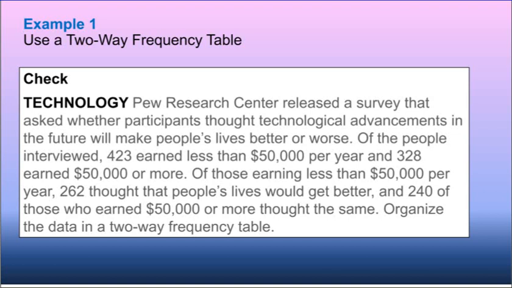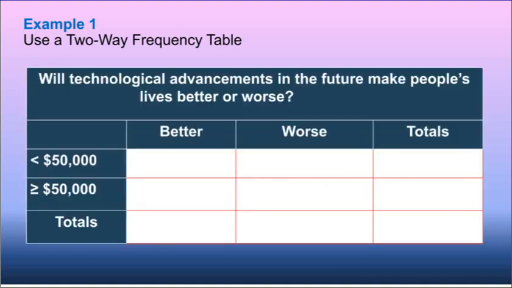As for example one, Technology. Pew Research Center released a survey that asked whether participants thought technological advancements in the future will make people's lives better or worse. Of the people interviewed, 423 earned less than $50,000 per year, and 328 earned $50,000 or more. Of those earning less than $50,000 per year, 262 thought that people's lives would get better. And 240 of those who earned $50,000 or more thought the same. Organize the data in a two-way frequency table.